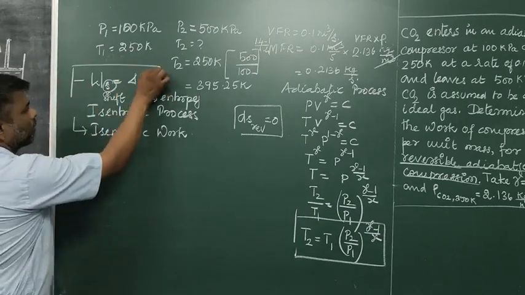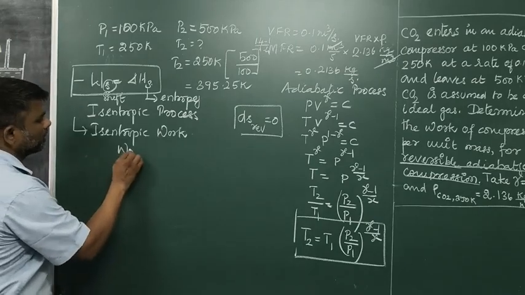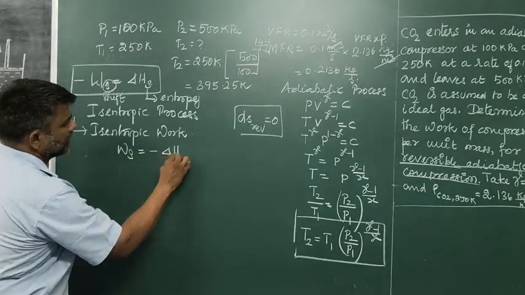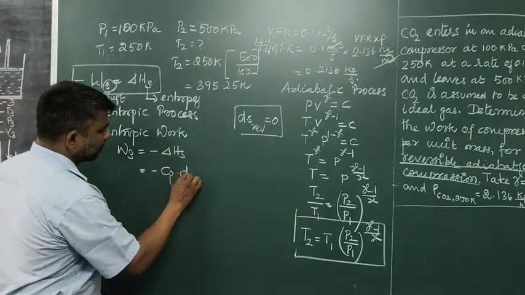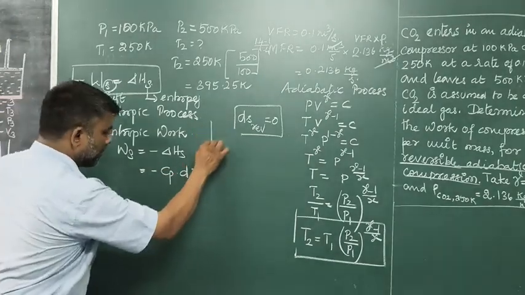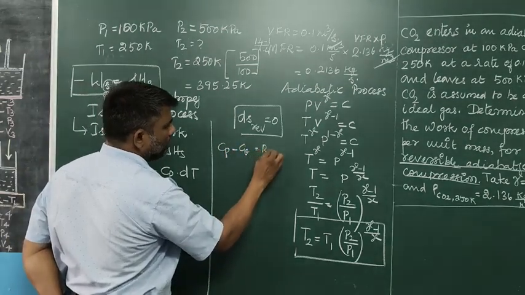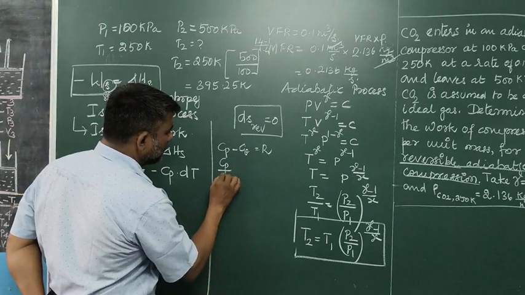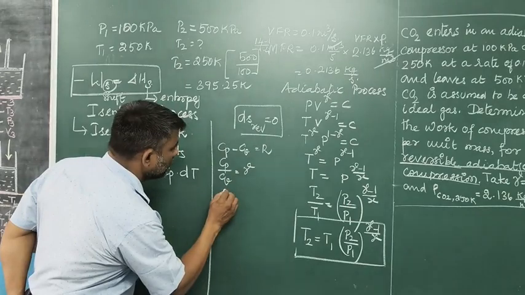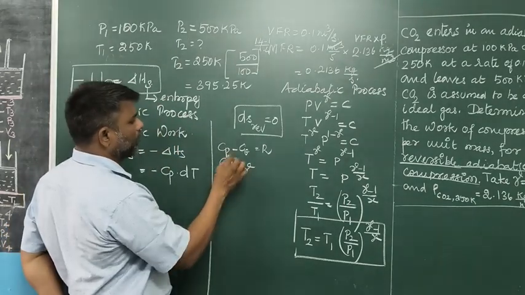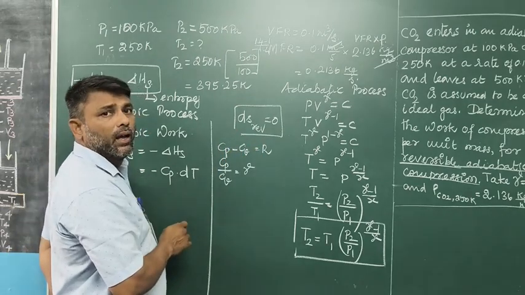Okay. Now I am going to calculate the work done by the compressor. So Ws is equal to minus delta Hs. Change in enthalpy is nothing but Cp into dT. Cp minus Cv is equal to R. Cp by Cv is equal to gamma, the index of adiabatic process. So Cv is equal to R, and Cp is equal to... I am going to bring this relation in terms of Cp.